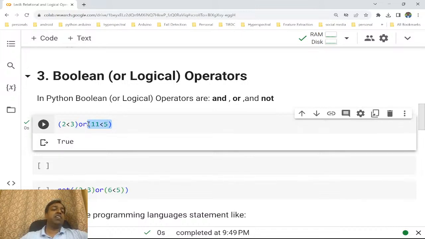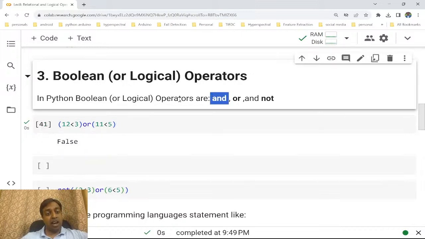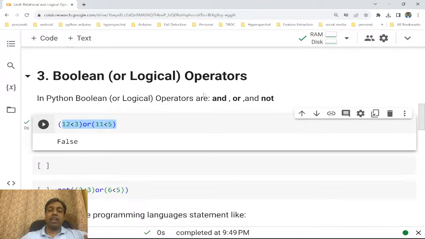So out of all the questions that we have asked, if at least one has a true answer, then the overall answer will be true, right? If both the answers to the questions are false, like over here 11 less than 5, the answer is false, 12 less than 3, the answer is false. So since both are false, then only OR is going to return false. Means the AND operator returns true only when both the answers are true, whereas OR returns false only when both the answers are false. Otherwise OR will return true. And in the AND case, if the answer to any one question is false, then it is going to return false.